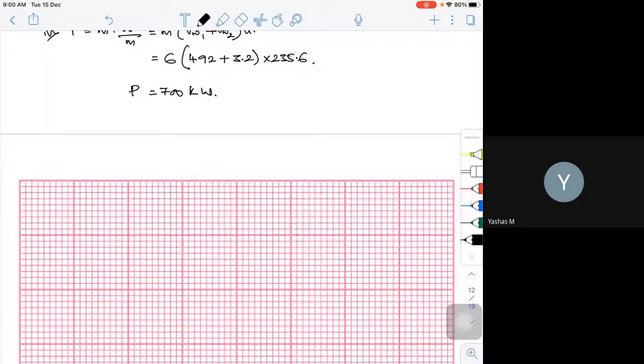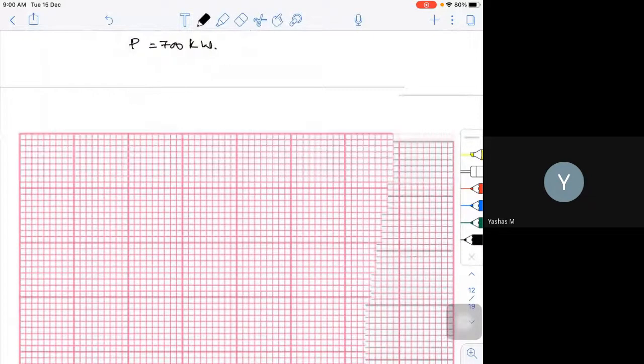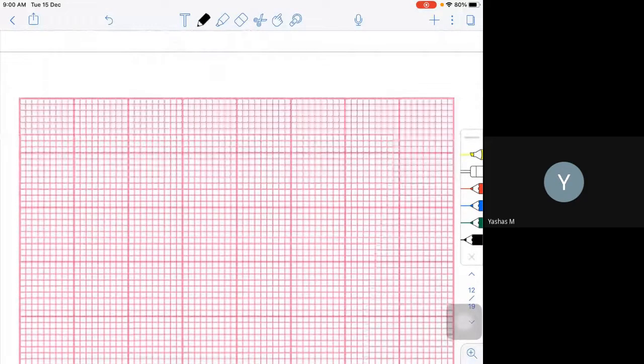Whatever we did using the trigonometric principle from the velocity triangle, we will draw the same velocity triangle in the graphical method using the graph sheet. Okay, let's look into this. So you can adopt any one of these: either the trigonometric method or the graphical method.